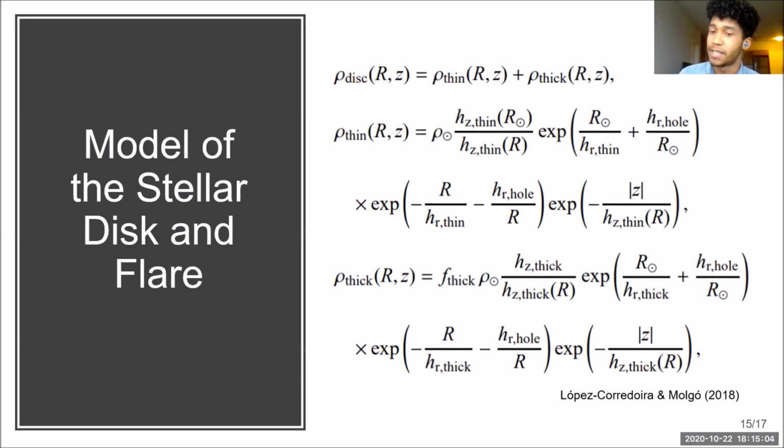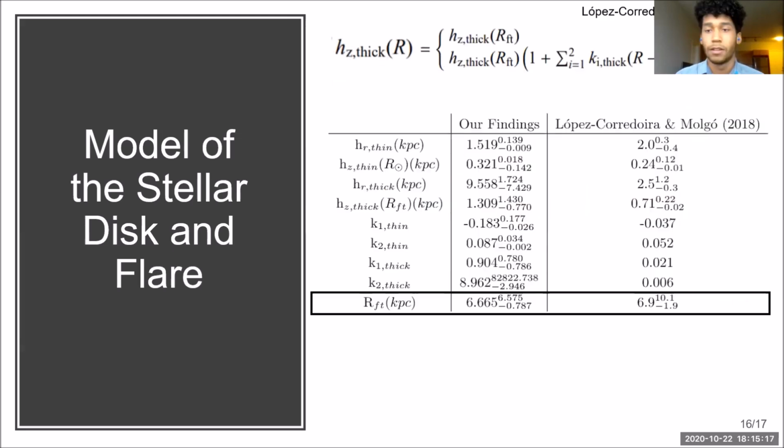And the interesting piece of this analysis happens in the modeling of the thick disk, specifically the scale height of the thick disk, which is a measure of how slowly the number of stars decays as you move away from the disk. In calculating the scale height of the thick disk, we include a parameter RFT, which is included in the 2018 paper, and it describes the radius at which we see a flare in the disk.